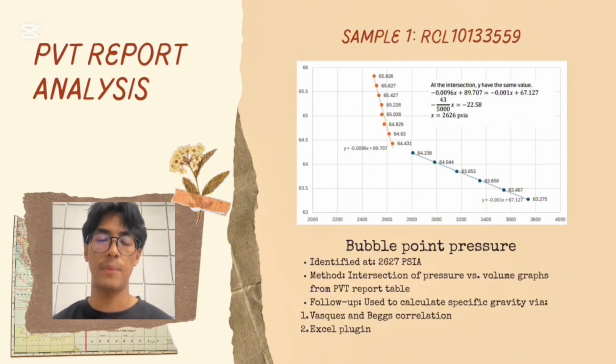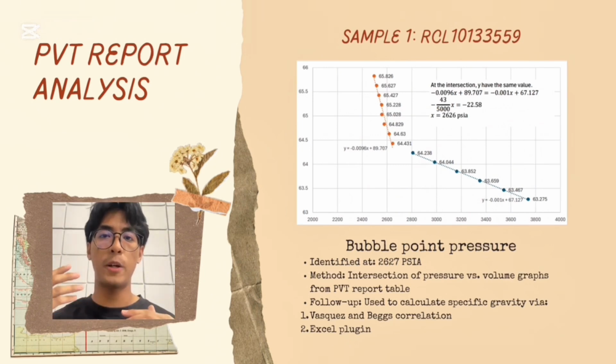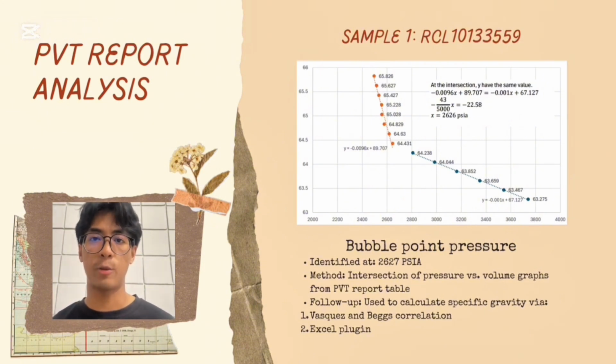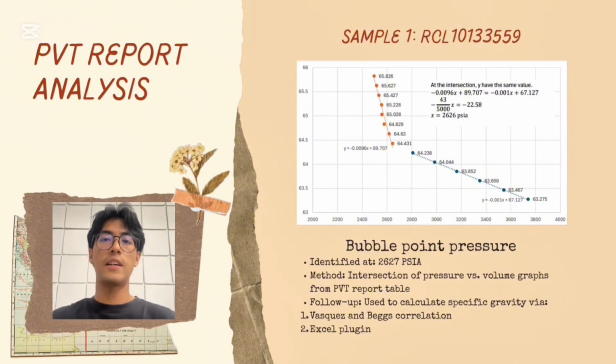2627 psia. So from the value, we can actually determine the other specific gravity values for bubble point pressure that is determined from the Vasquez and Beggs equation, and also the specific gravity from bubble point pressure determined using plug-in values.